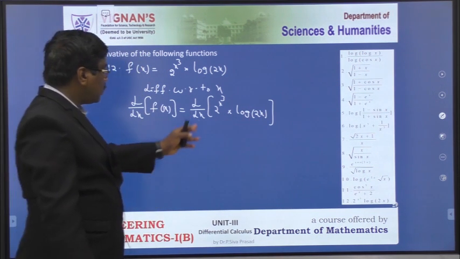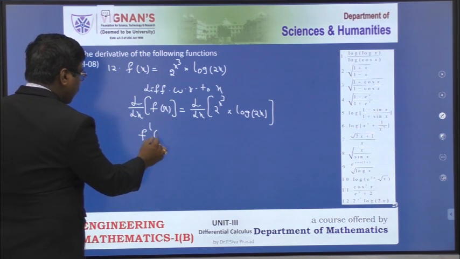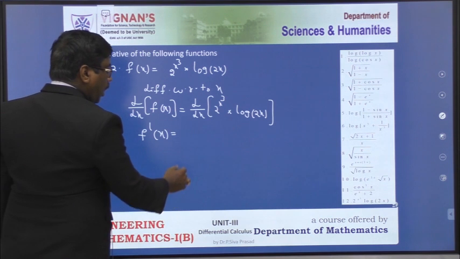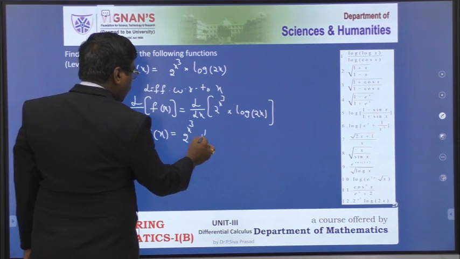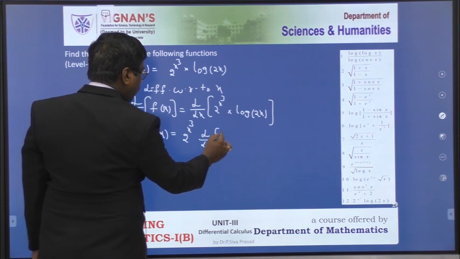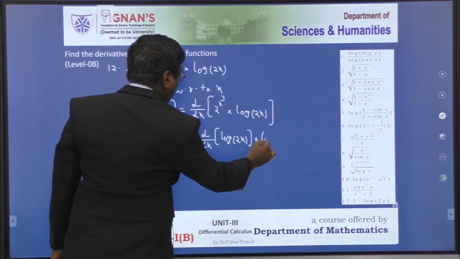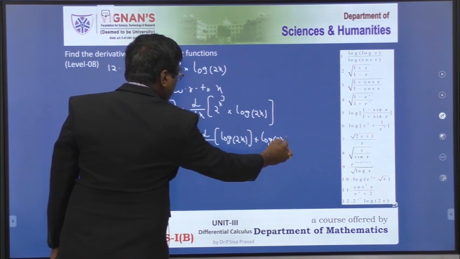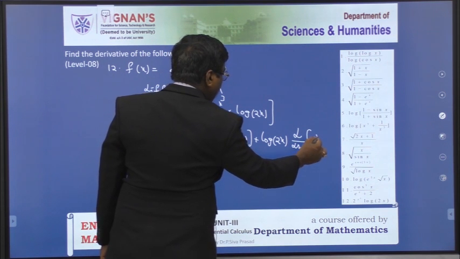So I have to assume this one has to be u and this one has to be v. Therefore here d by dx of f of x means f dash of x we have to write here. Then I have to apply the uv formula. Therefore 2 power x cube into d by dx of log 2x plus log 2x into d by dx of 2 power x cube.